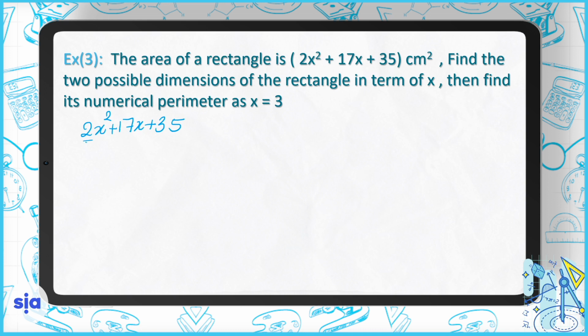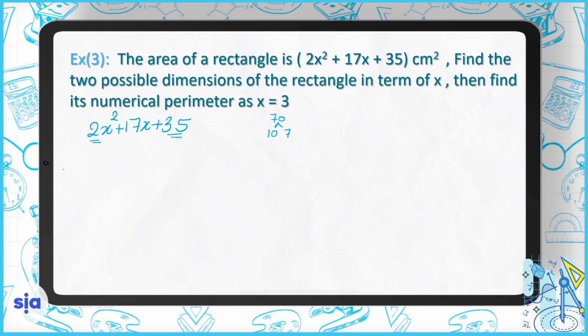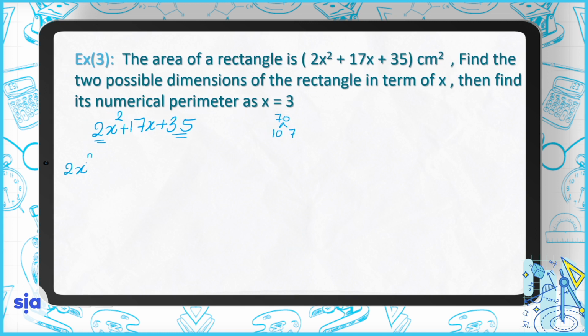So if you multiply the 2 times the 35, it's 70. I want two factors of 70. Their sum is 17, so they're so easy. They're the 10 and the 7. So 2x squared plus 10x plus 7x plus 35.